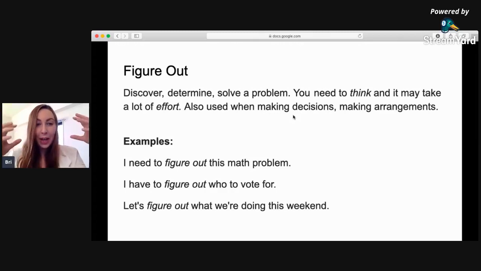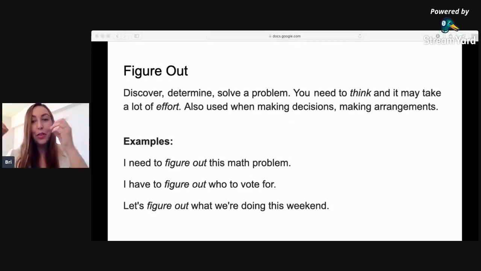Okay, so you have to think, or you have to use a little bit of effort, and the answer might not exist yet. So let's make an arrangement. The arrangement doesn't exist yet. So you have to figure out your future plan, for example. Okay?